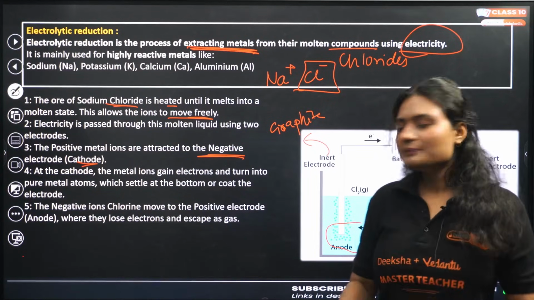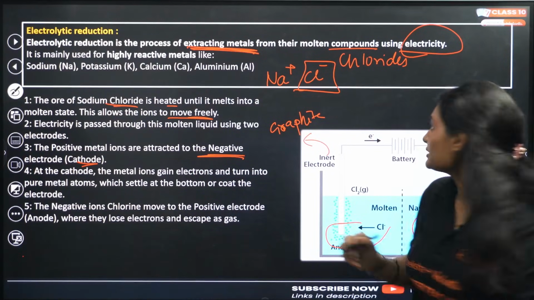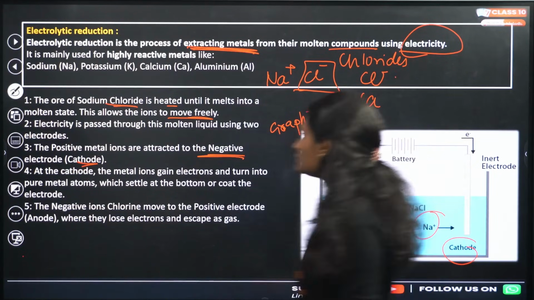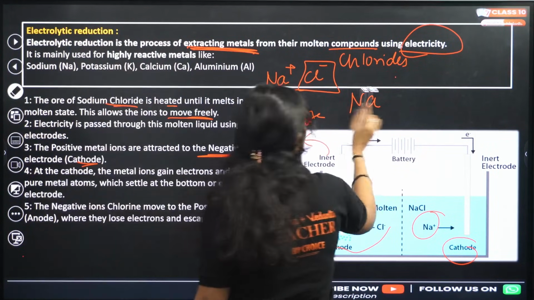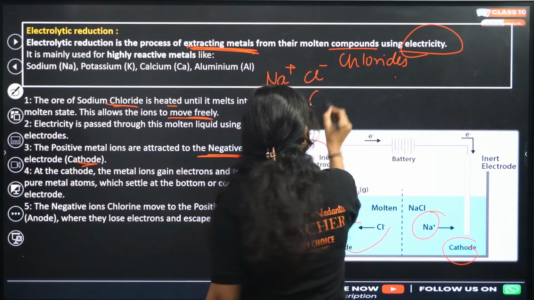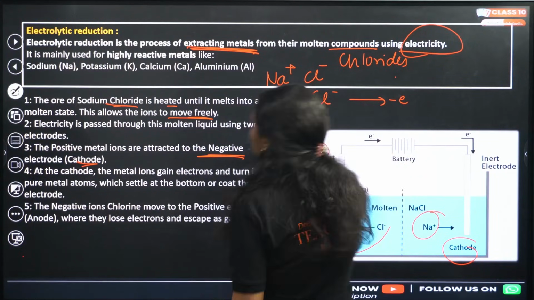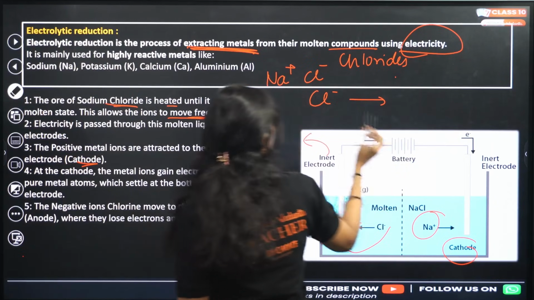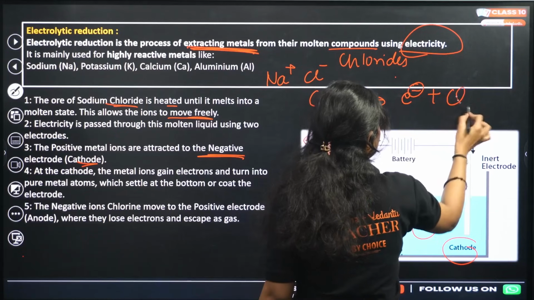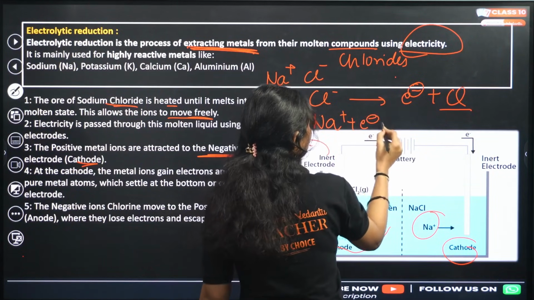Okay. Now what is happening? Again, this is the simple process. At the electrodes, two types of reactions are happening. Let me write it for you. Cl negative is losing an electron and getting converted into Cl. Na positive is gaining this electron, accepting this electron and getting converted into Na.